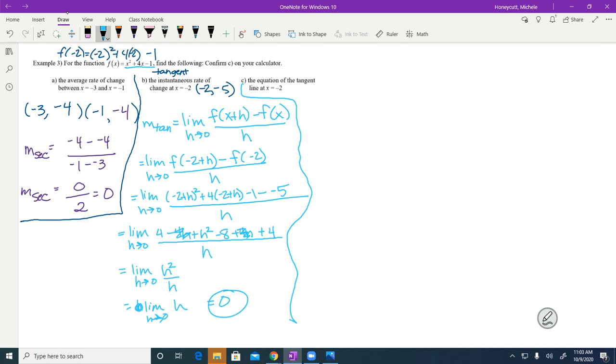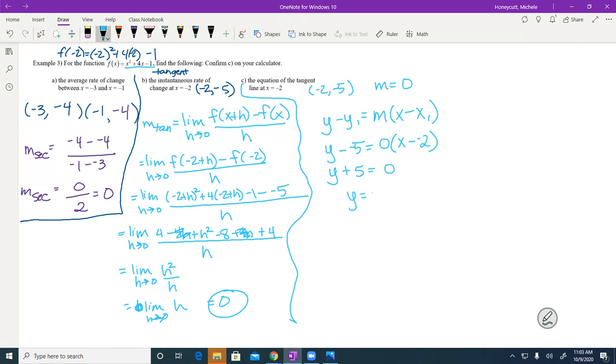Then I need to find the equation of the tangent line at x equals -2. And again, the point is -2, -5. The slope of the tangent line we just found is 0. So I'm going to use the formula y minus y1 equals m times x minus x1. So y minus -5 equals my slope 0 times x minus -2. Do some algebra to simplify. Y plus 5 equals, well, 0 times anything is 0. So y equals negative 5 should be my tangent line.